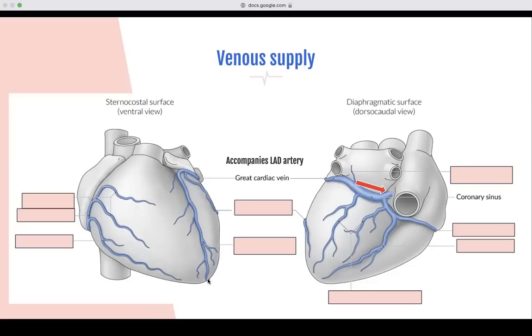So this great cardiac vein starts in the apex, it drains all the blood here. It goes up through the interventricular septum, and then goes around the heart, around the left atrium to be specific, and drains into the coronary sinus. So this is the great cardiac vein, and it accompanies the left anterior descending. Okay. Next, we have the middle cardiac vein.